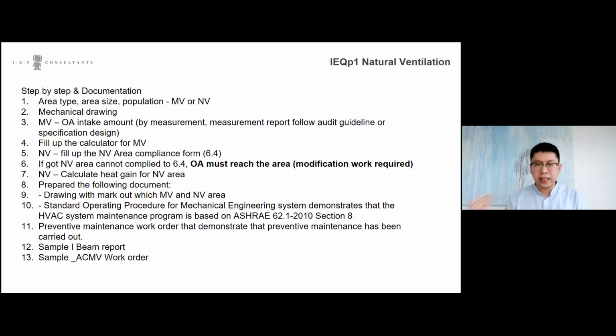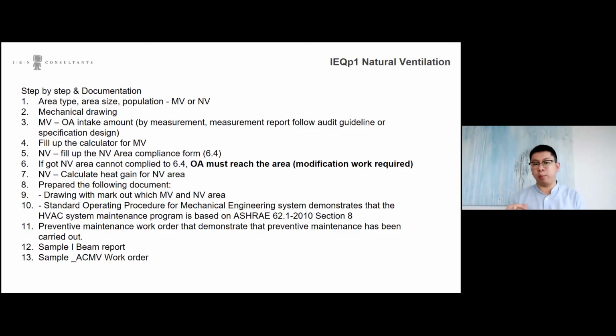Number 7, natural ventilation area. We have to calculate heat gain for the area. Step number 8, we prepare the following documents for the submission. So drawing, if can, mark out MV or NV, mechanical ventilated area or natural ventilated area. Or we divide into Excel also can.